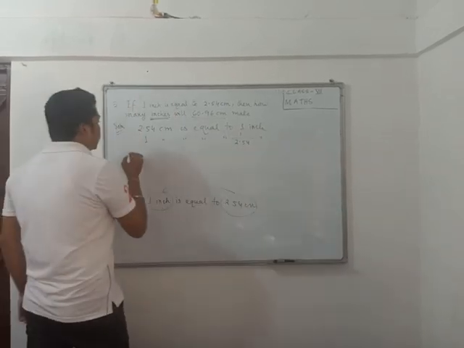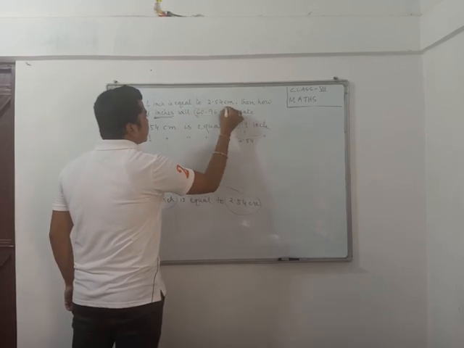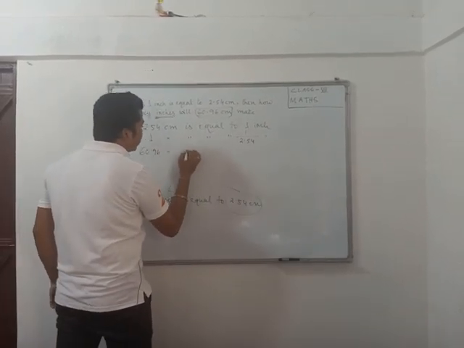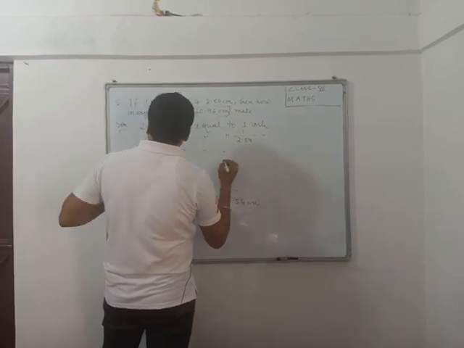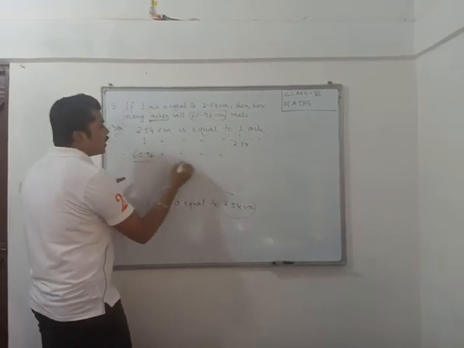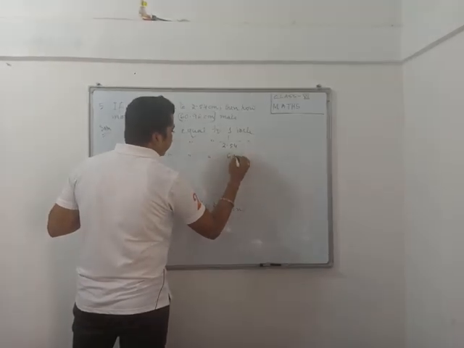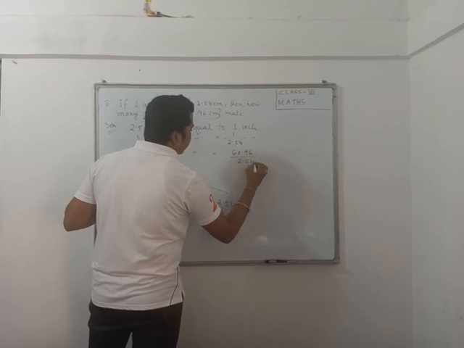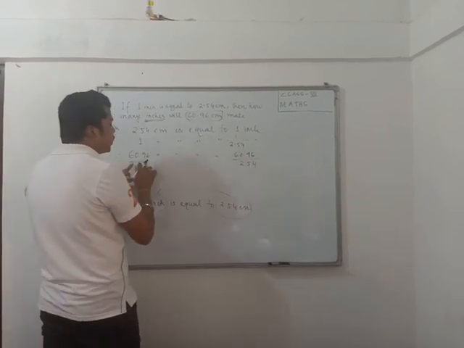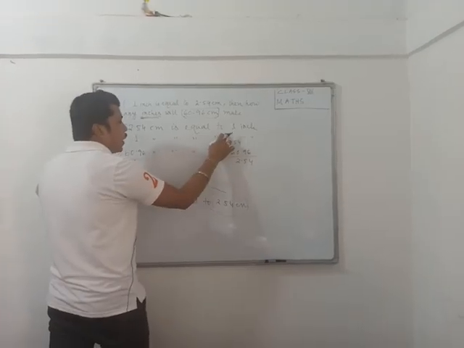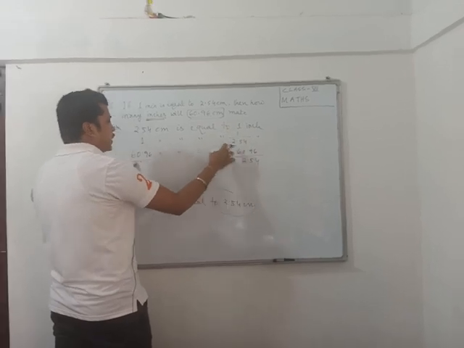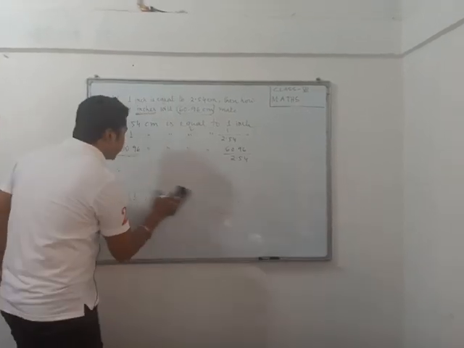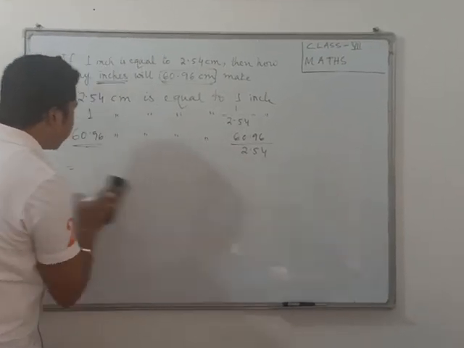inch. Therefore, in the question, how many centimeter is given? 60.96. 60.96 centimeter is equal to, this 60.96 will go in the numerator. 60.96 divided by 2.54, isn't it? That means what? This 60.96 will be multiplied with 1 and it will become 60.96. Now, what you have to do? You have to cancel it. How will you cancel? You have to remove the decimal.